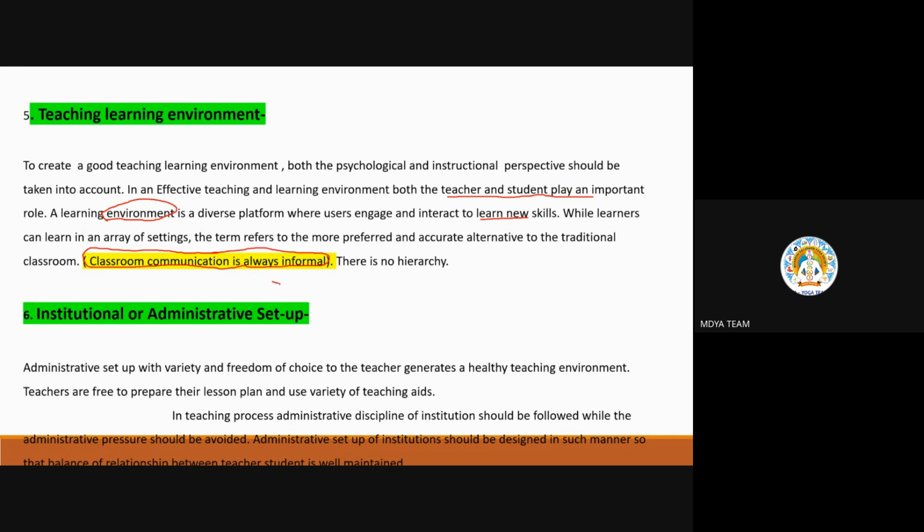So what it means that classroom communication is informal is, if you are having a doubt on any topic that is being taught in the class, you can just ask the teacher directly, okay? There is not any process that you have to register your name, write an application, and submit that to the principal or the founder of any institution. So there is no hierarchy. If you want to ask something to the teacher, you can ask there in the class, okay? So the classroom communication is always informal.